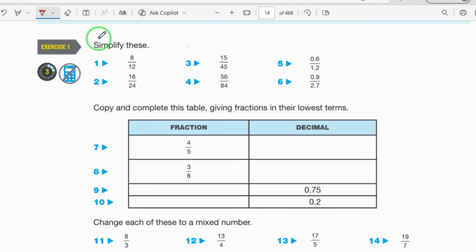I'm going to teach every exercise of the IGCSE books of Pearson company or Edexcel.